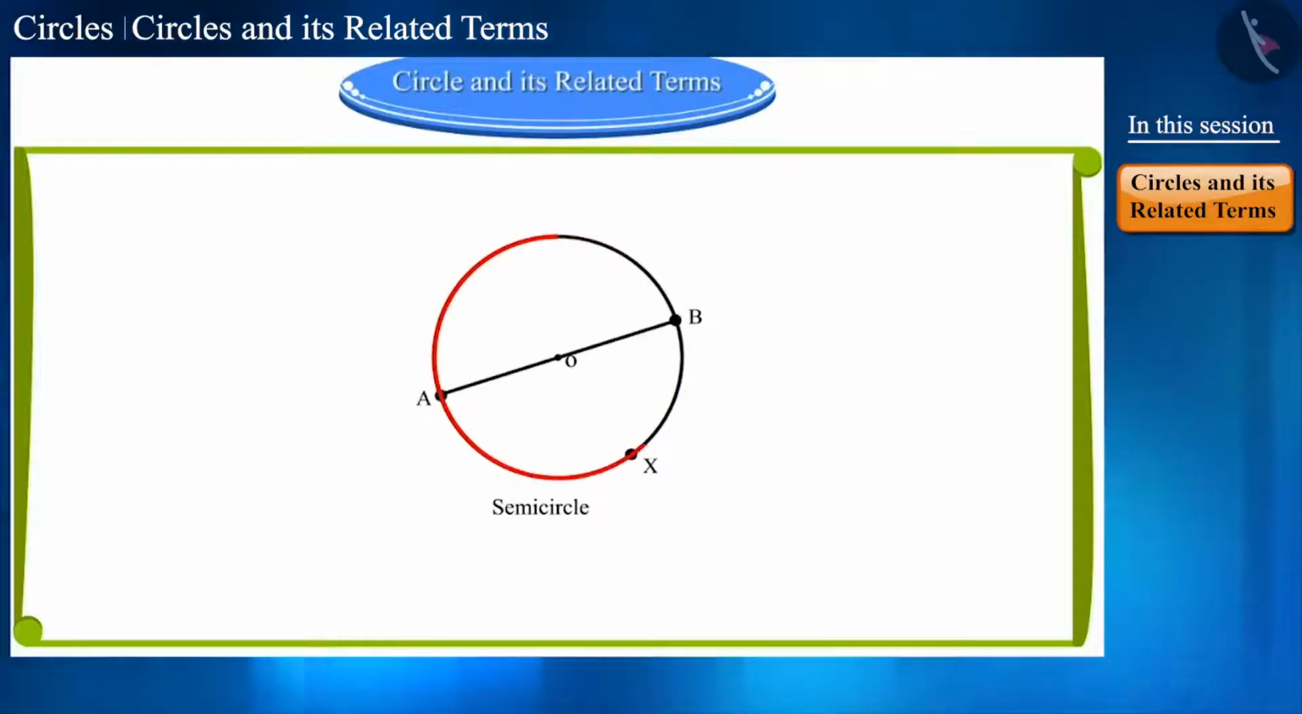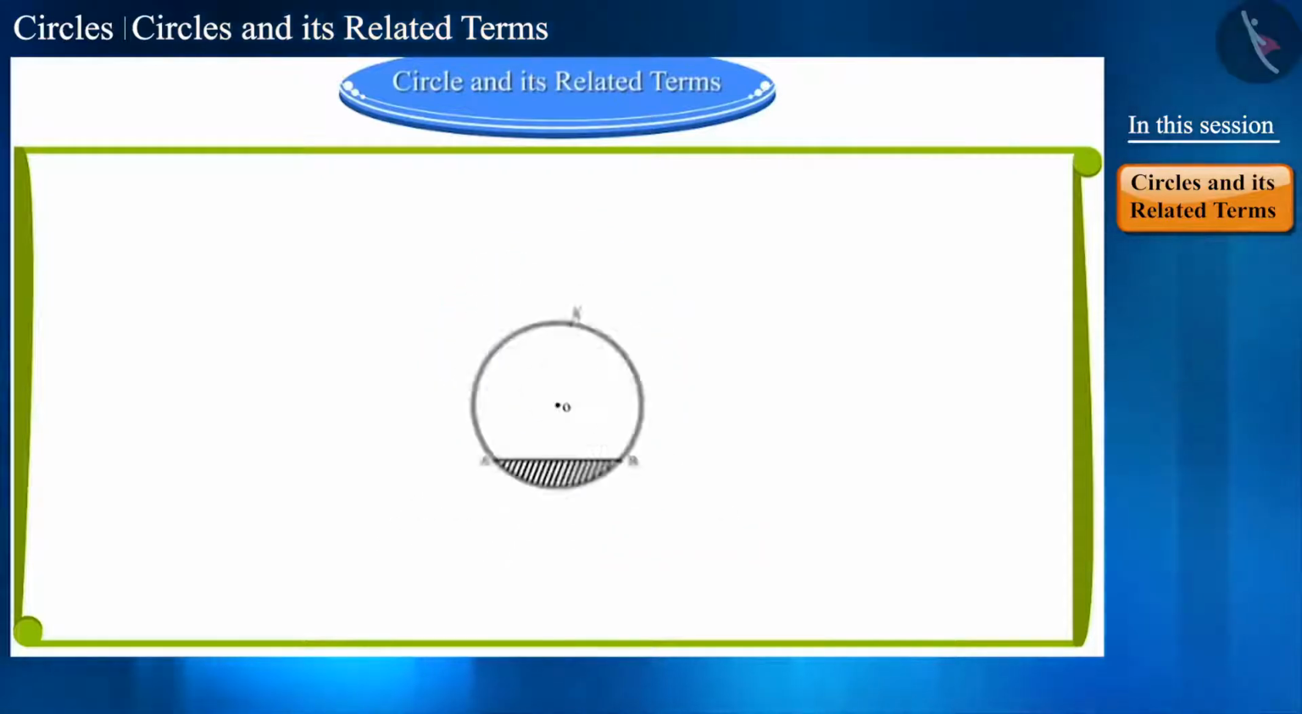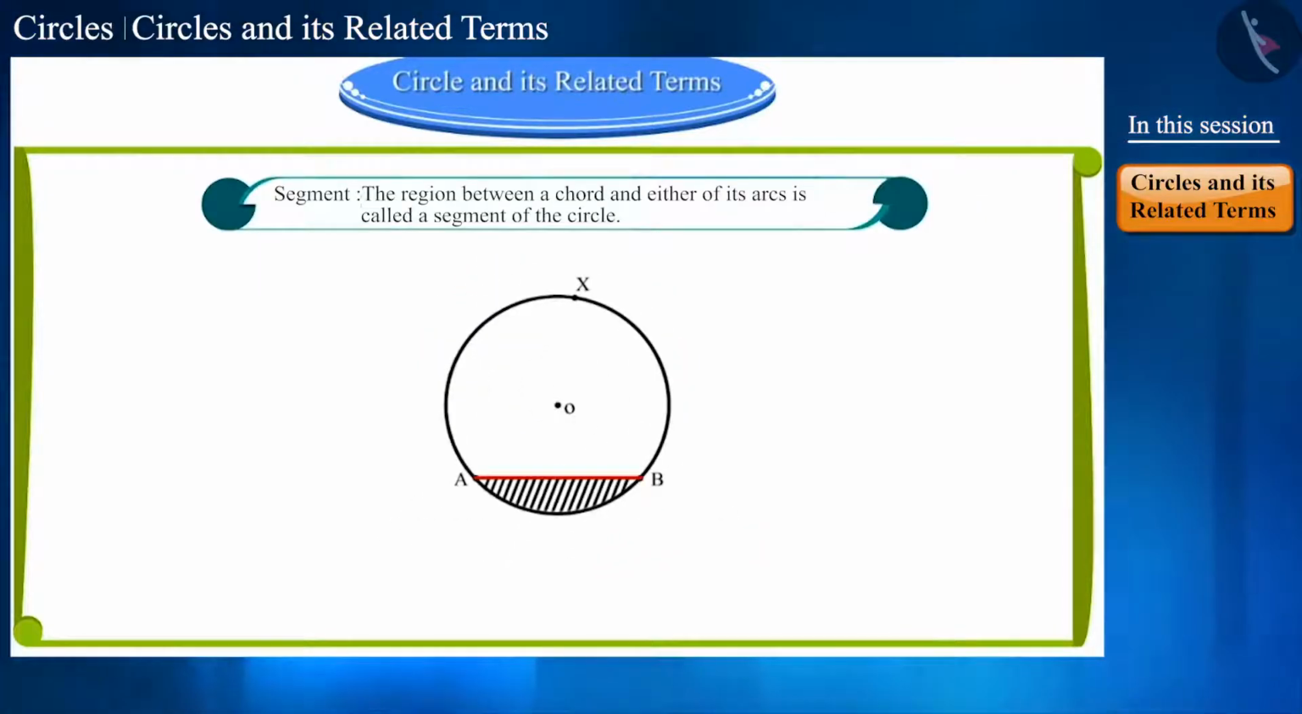Friends, the length of the entire circle is called its circumference. And the region between a chord and either of its arcs is called a segment of the circle.